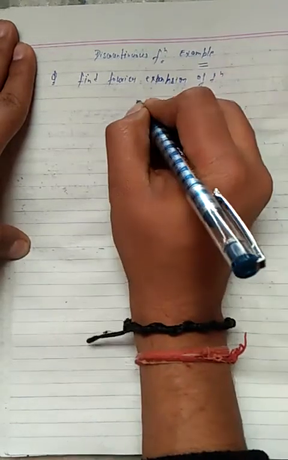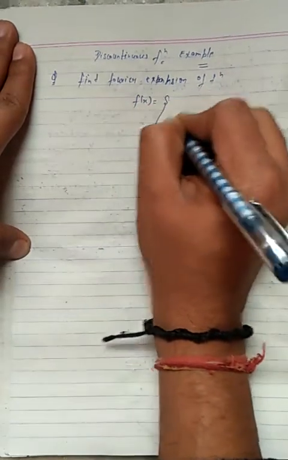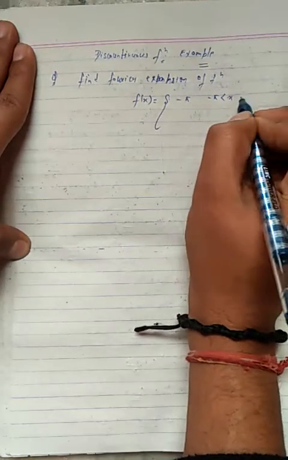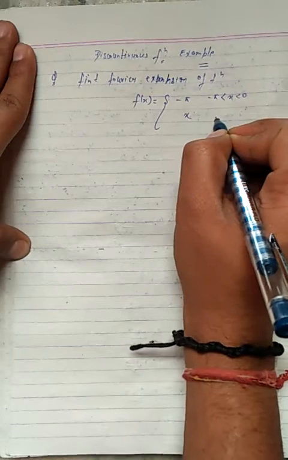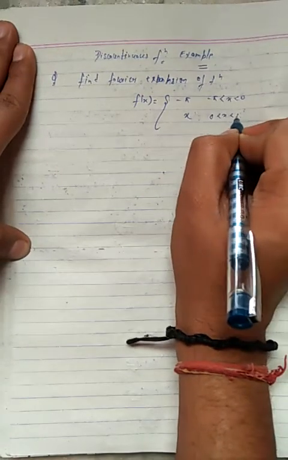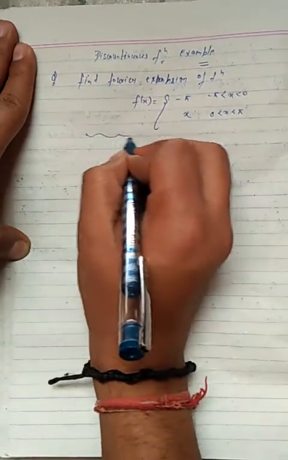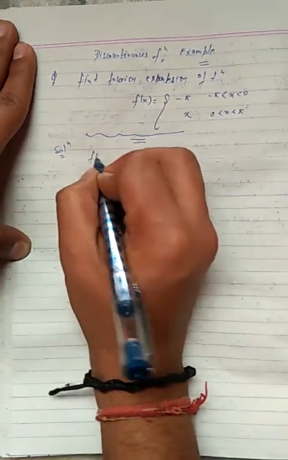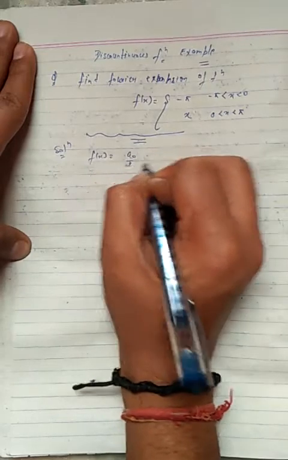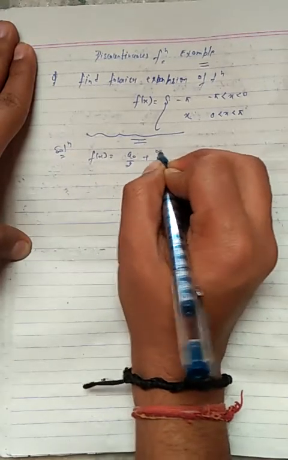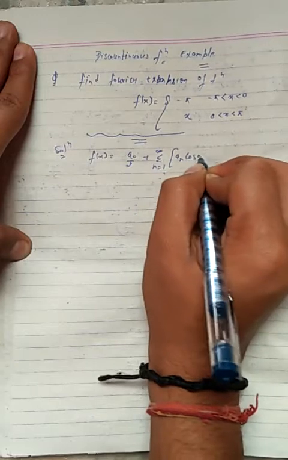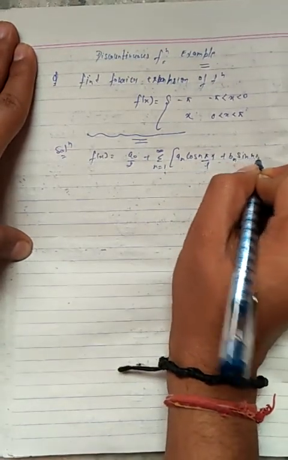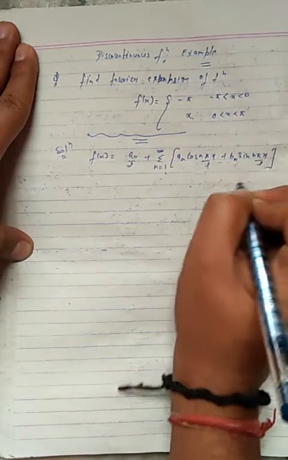of function which is f(x) equal to minus pi when x lies between minus pi to 0, and it is x when x lies between 0 to pi. We have to calculate the Fourier series of it. The formula is f(x) equal to a naught by 2 plus summation of n equal to 1 to infinity a_n cos of n pi x divided by l plus b_n sine of n pi x divided by l.